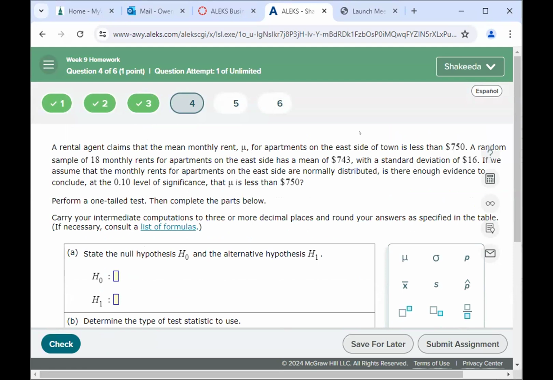Less than 750, a random sample size of 18, with a mean of 743, standard deviation of 16, testing against 750.